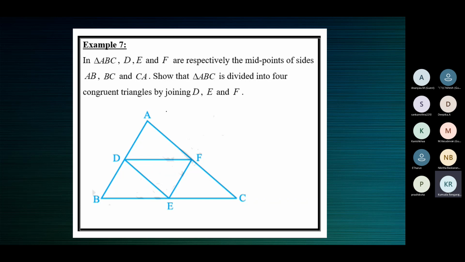Okay, so triangle ABC, children. This is the property which we will be using to prove the result here. In triangle ABC, D, E, and F are respectively the midpoints of the sides AB, BC, and AC. Show that triangle ABC is divided into four congruent triangles by joining D, E, and F.